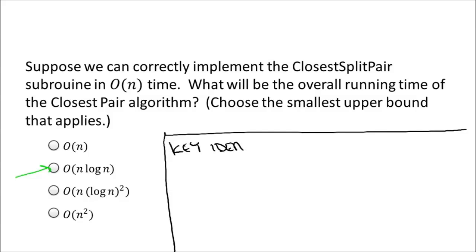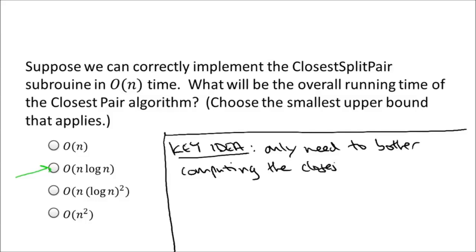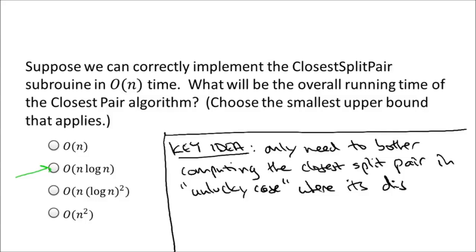So let me just put that on this slide. The key idea is that we don't actually need a full-blown correct implementation of the closest split pair subroutine. I'm not actually going to show you a linear time subroutine that always correctly computes the closest split pair of a point set. The reason is that's actually a strictly harder problem than what we need to have a correct recursive algorithm. We do not actually need a subroutine that, for every point set, always correctly computes the closest split pair of points.